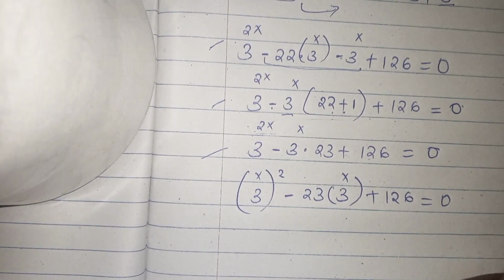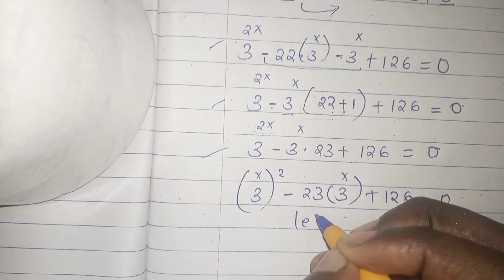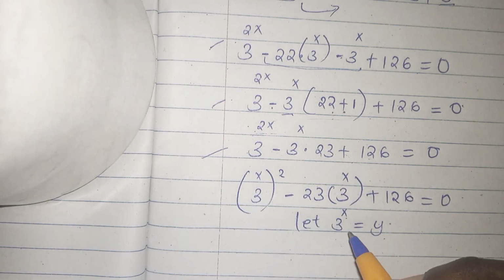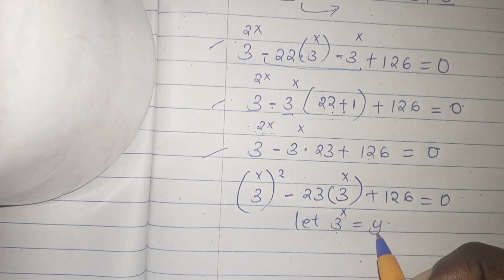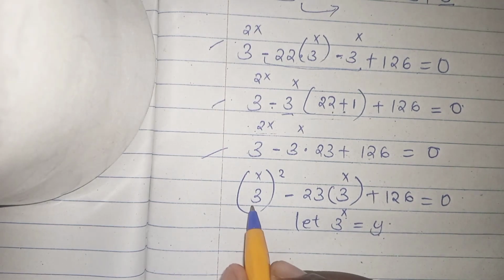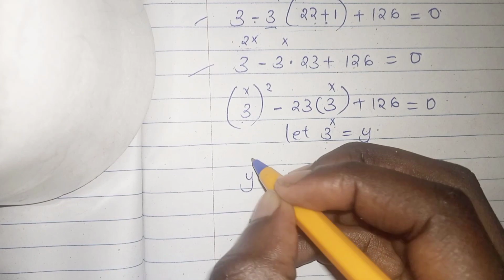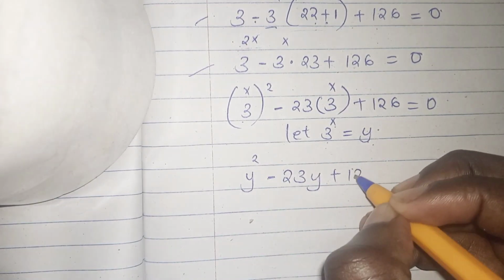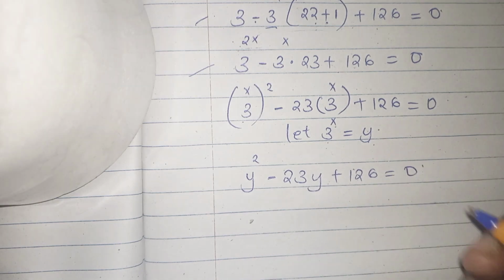So we are going to use substitution, whereby we shall say let 3^x equal y. So where there is 3^x, we are replacing it with y. Therefore, this is y^2 - 23y + 126 = 0.